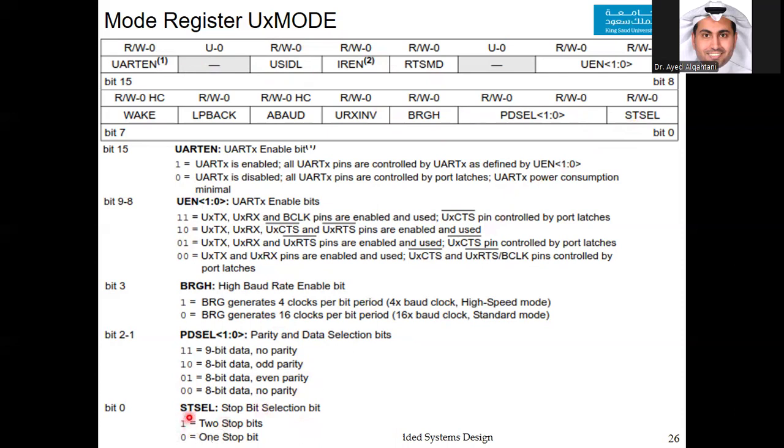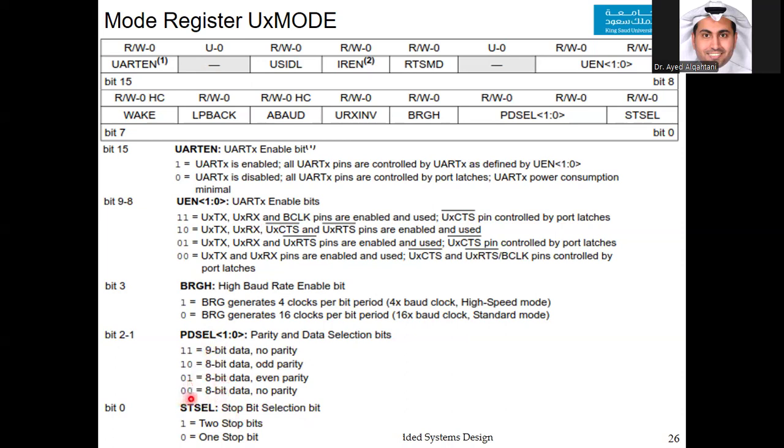So we have the STSEL selector. That's the stop bit selection, either 1 bit or 2 bits; you select it in this field. Now we understand what we mean by this. The parity and the data selection bits: they are 2 bits here. Either 8-bit with no parity, 8-bit even, 8-bit odd, or 9 bits and no parity. These are all of the options, whether you use a 10-bit frame or an 11-bit frame. These are the options that you have.